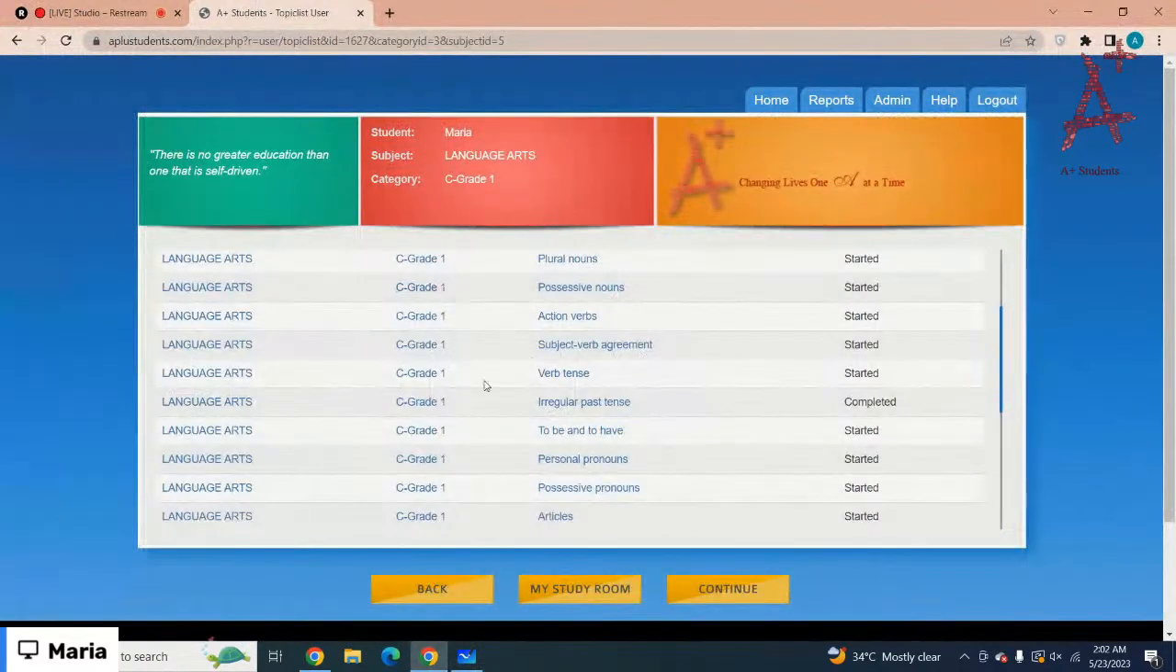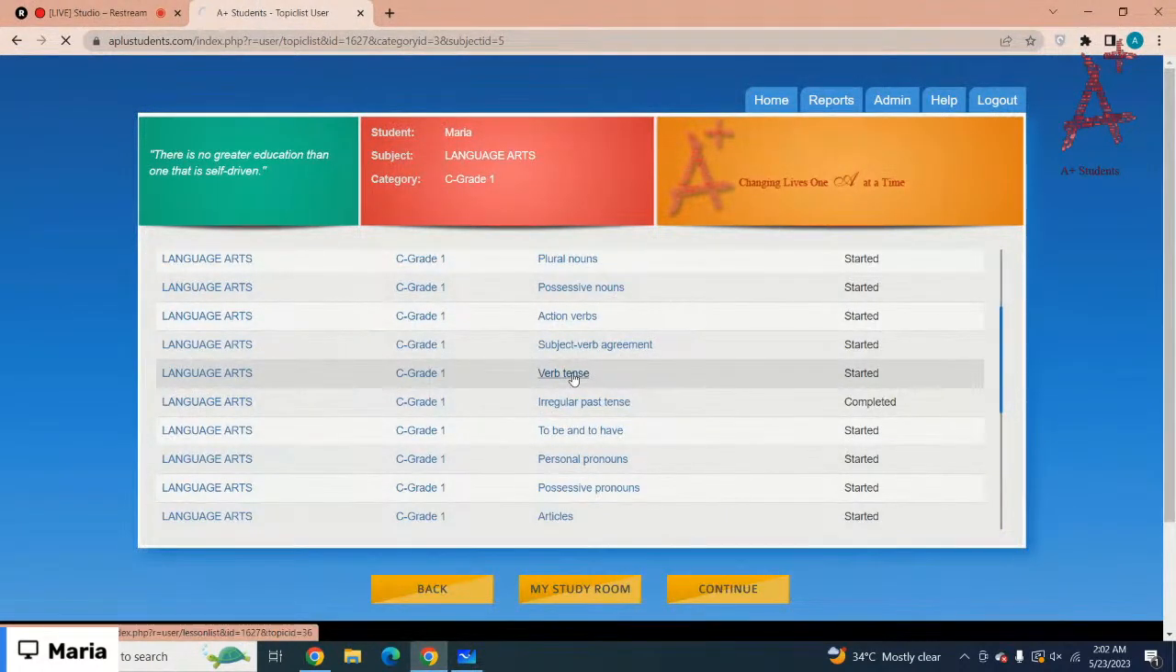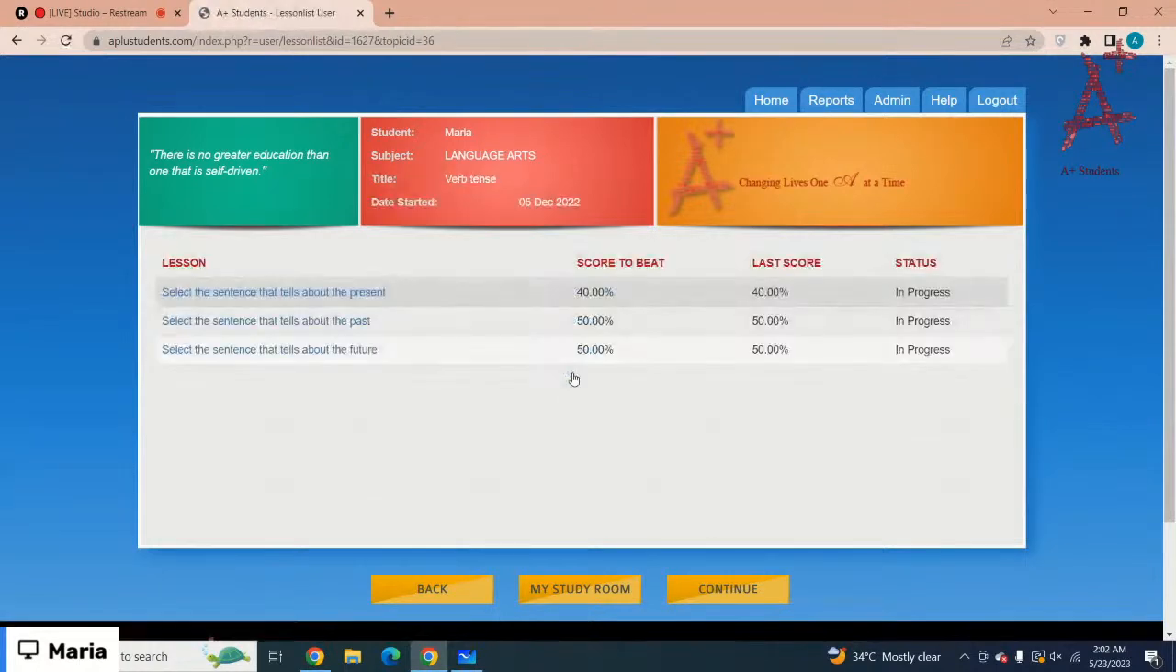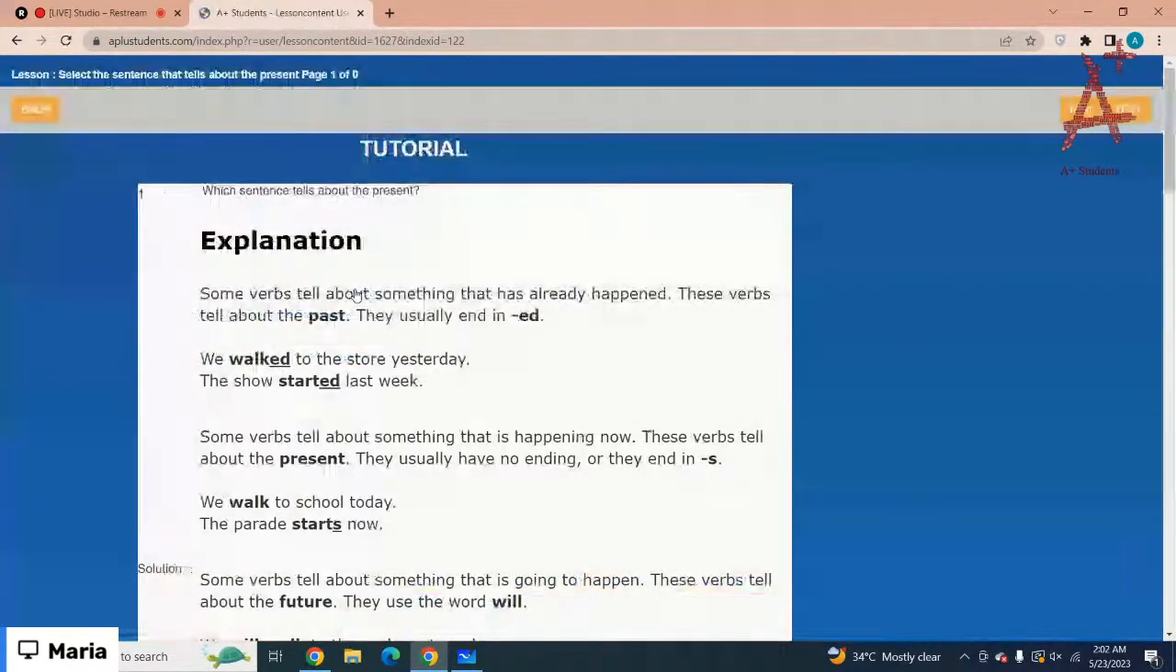Here I'm on grade 1 language arts. The lesson I'm going to start with is verb tense. Let's start with the first lesson: select the sentence that tells about the present. We're going to learn what type of sentences are in the present tense. Got it? Let's start with the definitions.